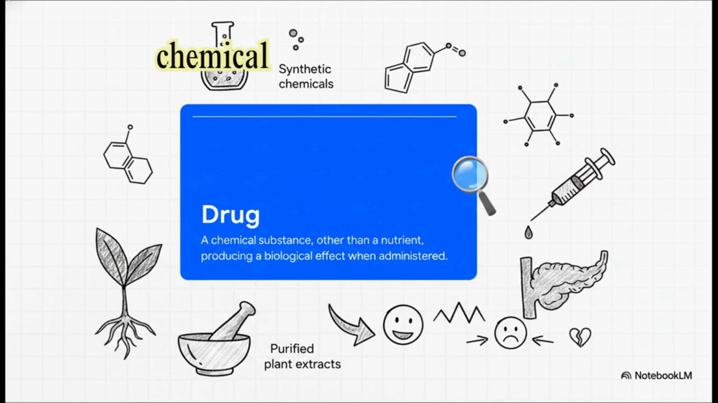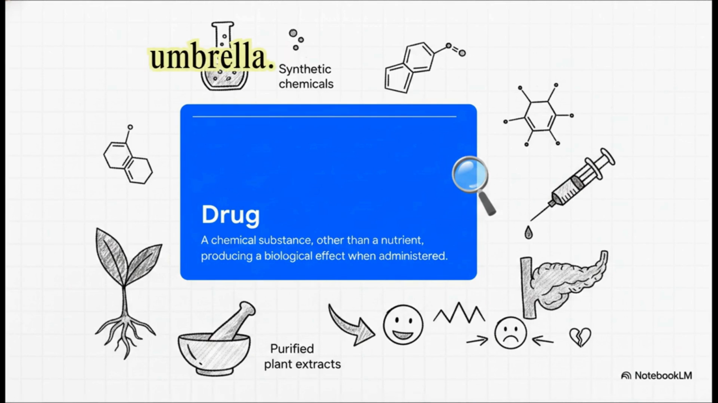A drug is a chemical substance of known structure, other than a nutrient, which, when administered to a living organism, produces a biological effect. Now, pay close attention to that phrase, of known structure. That is a strict requirement in your standard textbook definitions.